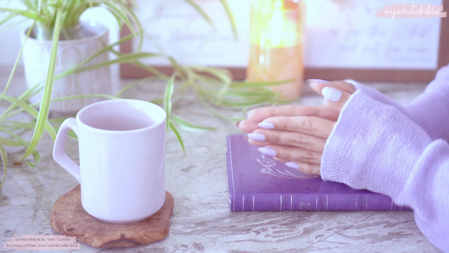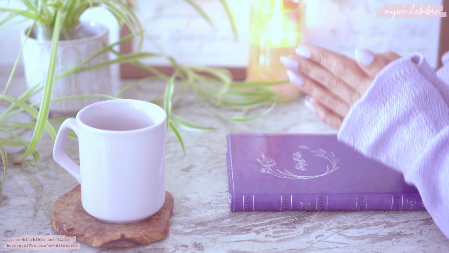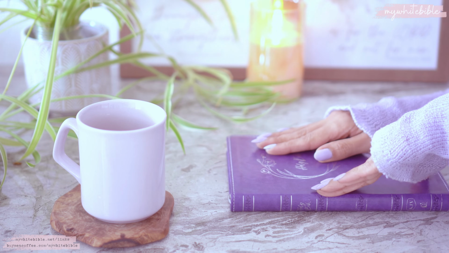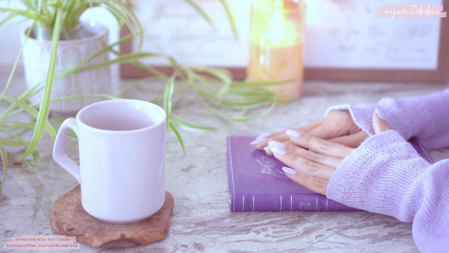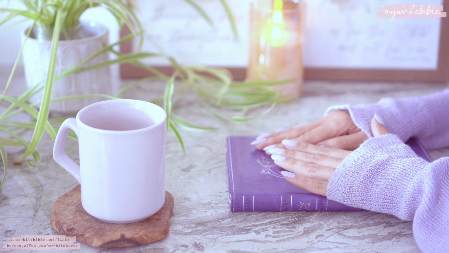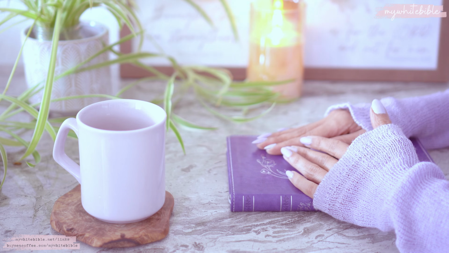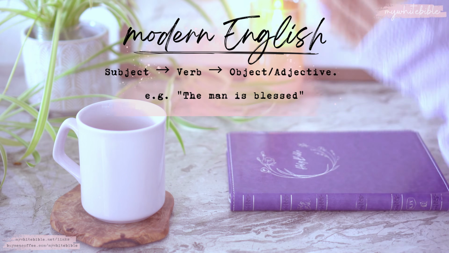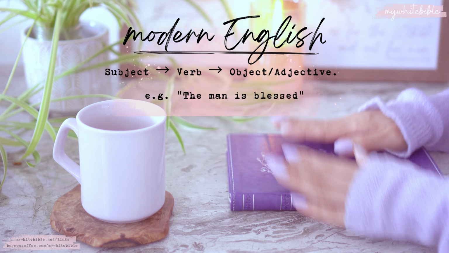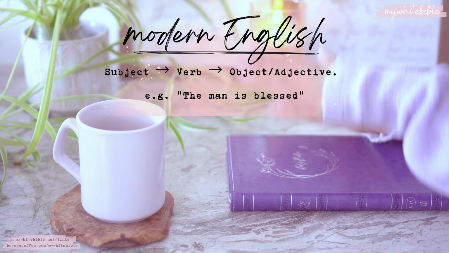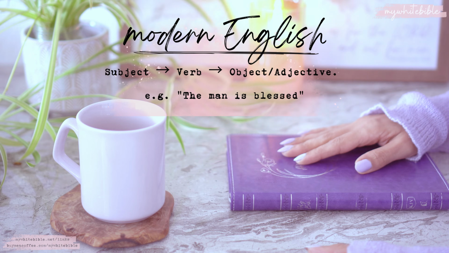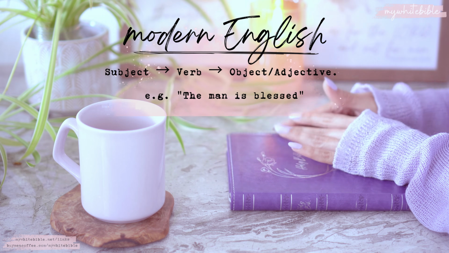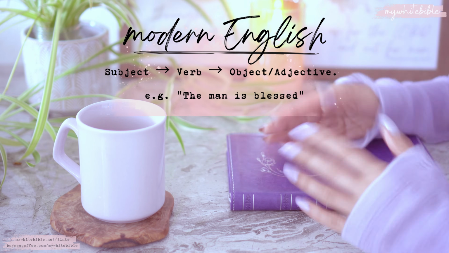This is what really gives the KJV its signature poetic flow, what makes it sound the way it does aside from the thee, thou, thines. But this is also what feels very backwards to us as modern English speakers and readers. Modern English expects a sentence structure of a subject, a verb, and an object. For example, the man is blessed. The man is the subject, the verb is, and then the object or adjective is blessed. The man is blessed is our sentence structure.